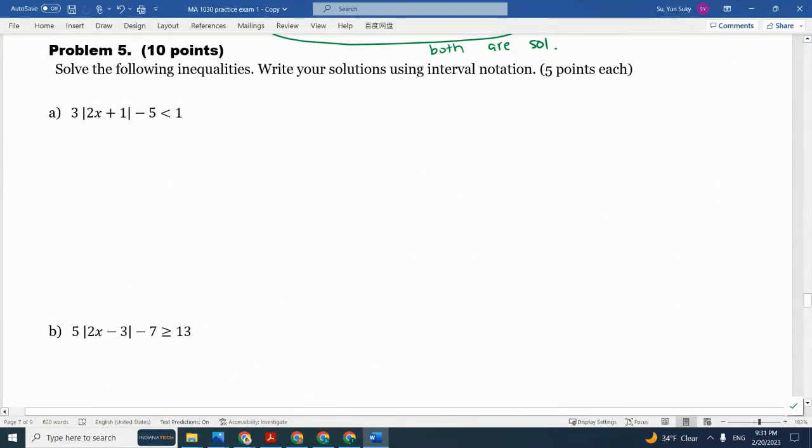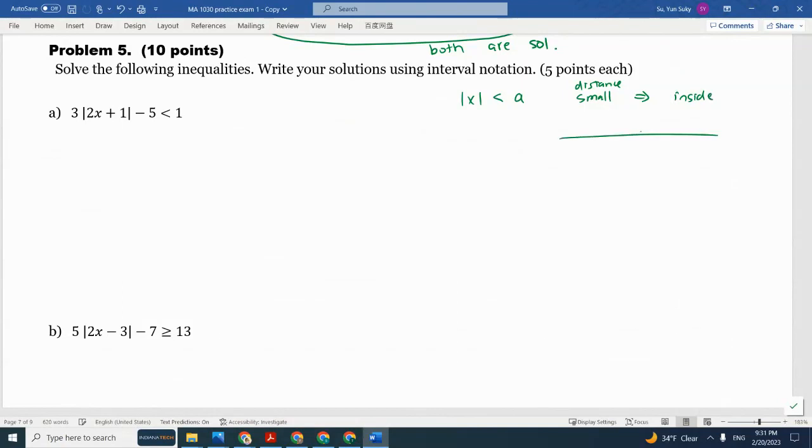How do we break absolute value inequalities? So remember distance, right? Distance less than a number means distance is small, so it's inside. Think about it, the origin is right here. Distance is the distance between x and 0. If distance is small, then you are near the 0, so it's inside this range from minus a to a. This is the same as negative a less than x less than a.